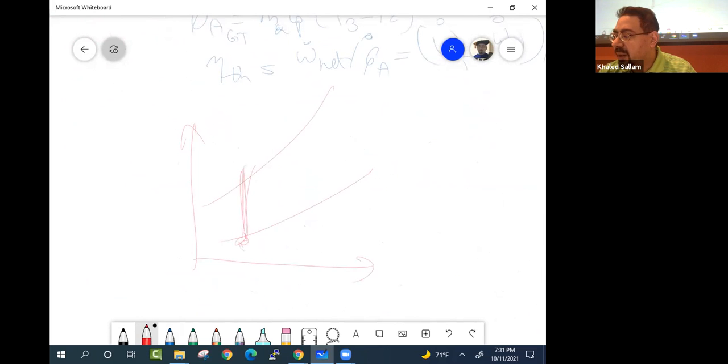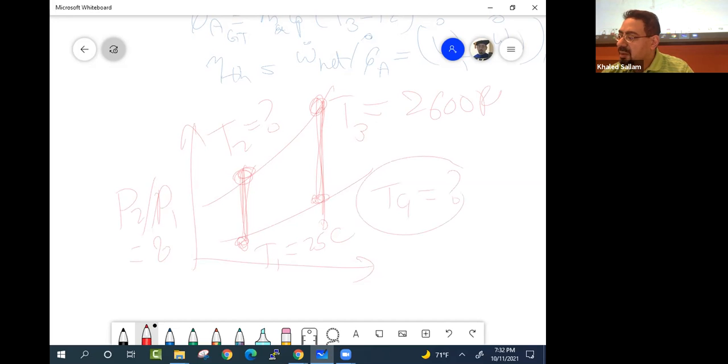If you know T1 equals 25 degrees C, how do you calculate T2? And by the way, you know that P2 over P1 is 8. And that's the same problem here too. If you know that T3 is 2,600 Rankine, and you are asking about T4, it's the same problem. So can someone help?